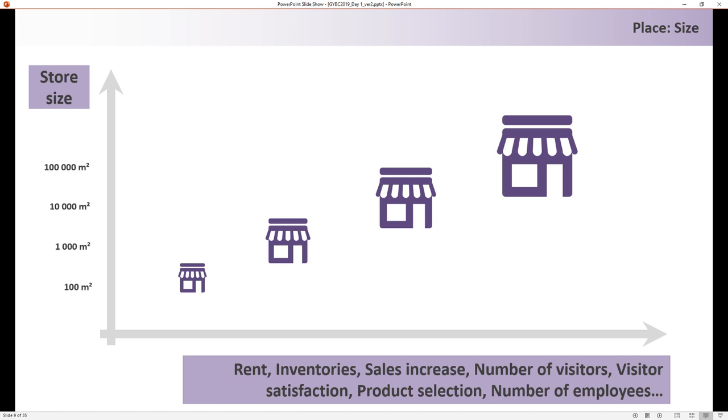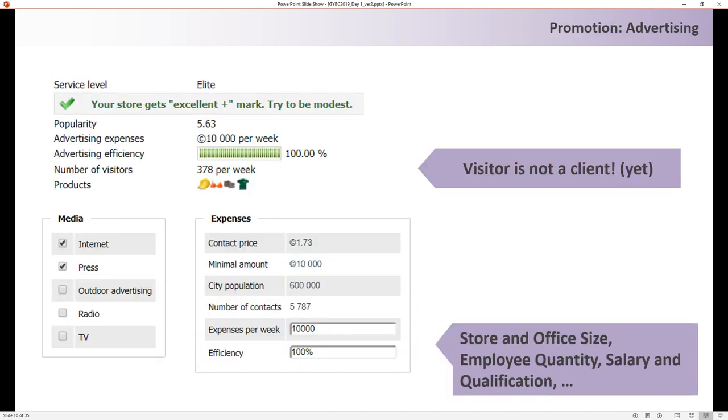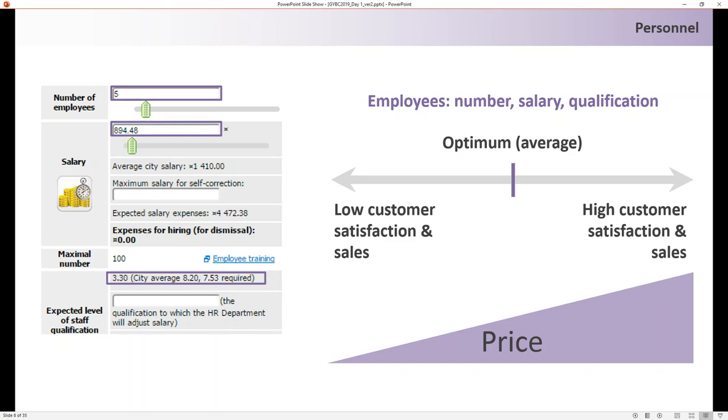Another part which is also important is the personnel. In order to convert visitors to clients, you require salespeople. Therefore, you will need to hire employees, and you need to check and choose the right salary for them.